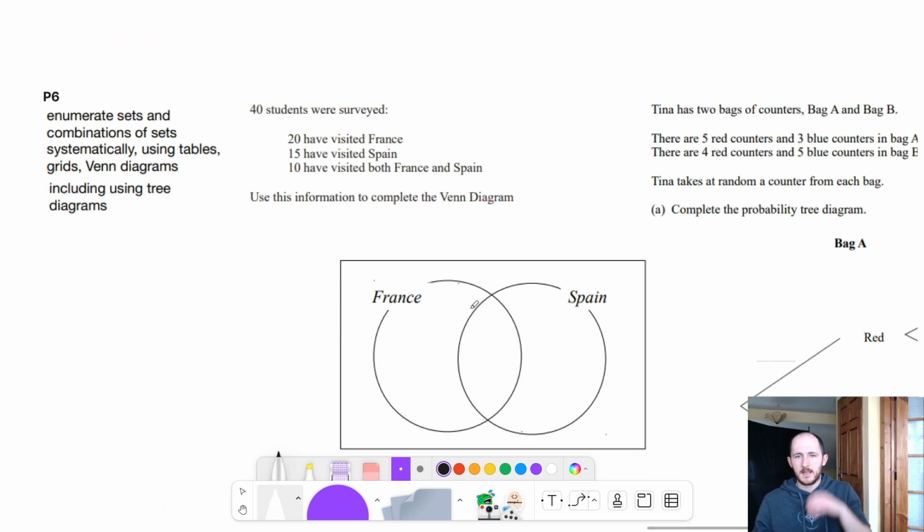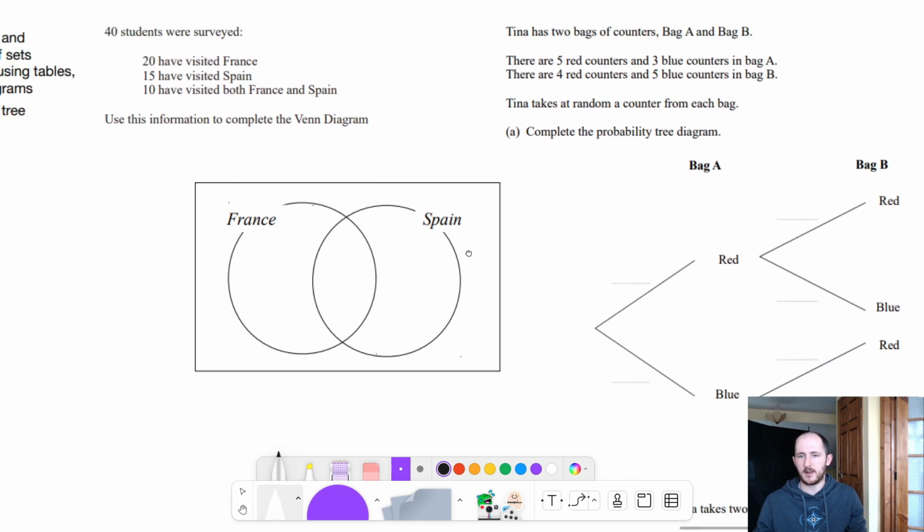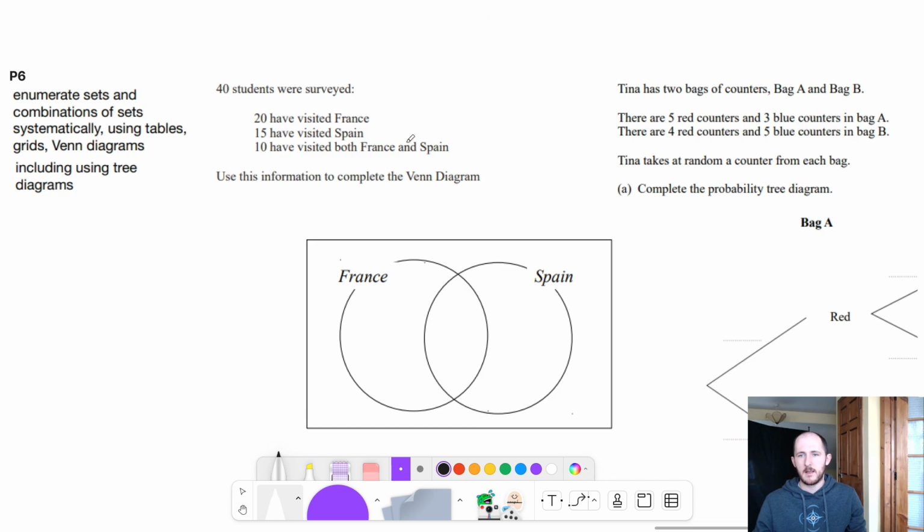You also need to use Venn diagrams using sets and things like that, and also tree diagrams. So here we go. 40 students were surveyed. 20 visited France, 15 visited Spain, 10 have visited both France and Spain. Complete the Venn diagram. So here's what I do. I always start from the last piece of information, which is the overlap. So if there's 3 things, it will say 10 have visited France, Spain, and Germany, or whatever. So that gives me 10 in the overlap. So I've used that piece of information. Now it says 15 have visited Spain. I do not put a 15 here.